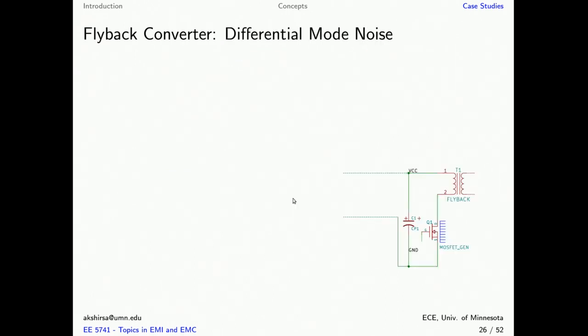Now let's look at what is called differential mode noise. Consider the switching part of the flyback converter. Let's say it's connected to a DC source which is slightly far away. It could be a battery or it could be just a wall mounted power supply.